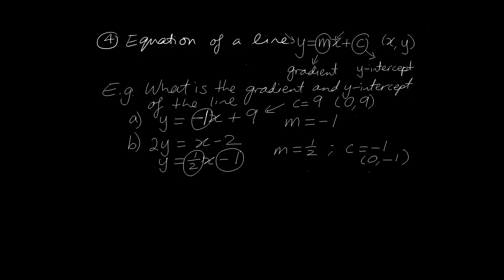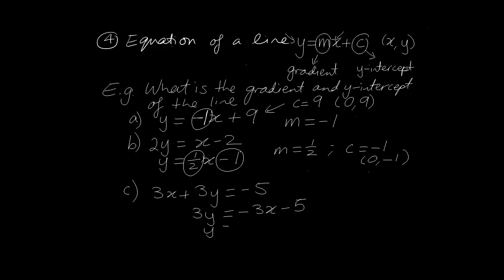Okay, let's try one more. Something like 3x plus 3y equals negative 5. Okay, so again we would have to rearrange this equation to make it fit the form y equals mx plus c. So let's subtract 3x from both sides first. So I'm left with 3y on the left hand side, and on the right hand side I've got negative 3x subtract 5. Okay, now I need to divide both sides through by 3.